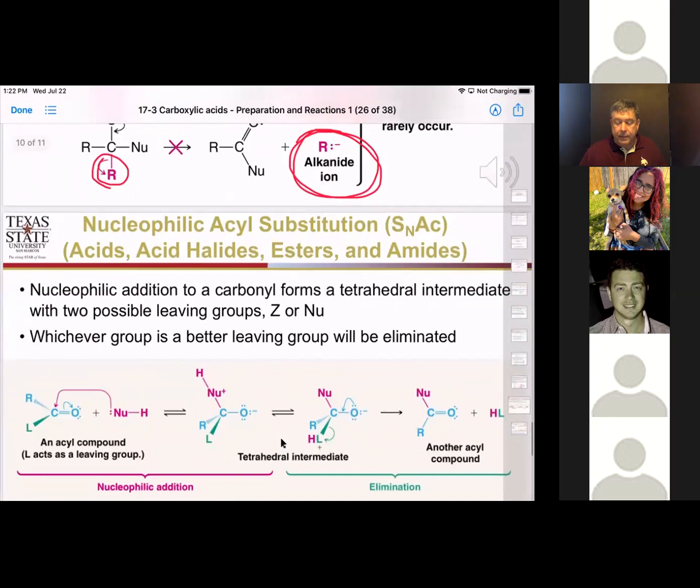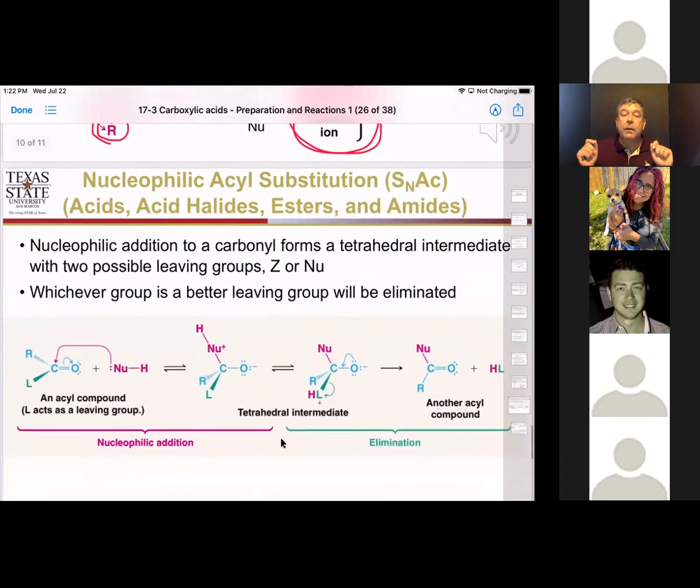That's not the same for our carboxylic acid derivatives. Our carboxylic acid derivatives are more likely to undergo nucleophilic acyl substitution. That means we have a nucleophile come in and we regain our carbonyl compound at the end of the reaction. So nucleophilic acyl substitution. Not addition, substitution.